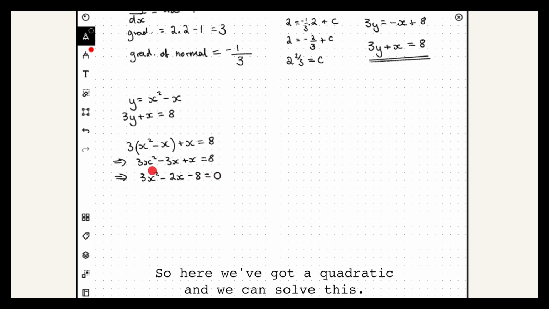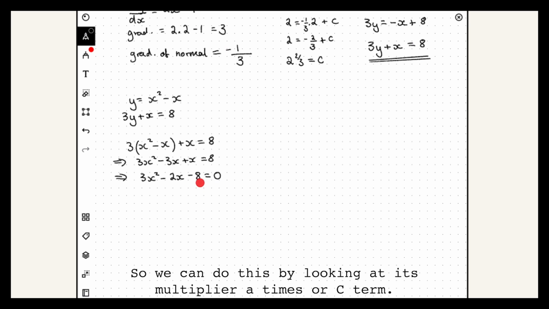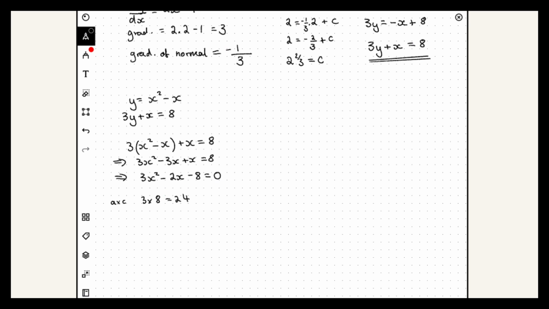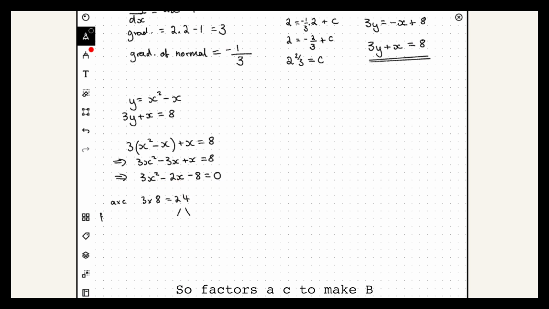So here we've got a quadratic and we can solve this. Now there's a couple of ways we can do this. We can factorize. So we can do this by looking at, let's multiply our a times our c term. So a multiplied by the c, which gives 24. And if I can find my factors now of 24 to make my b term. So factors of ac to make b.